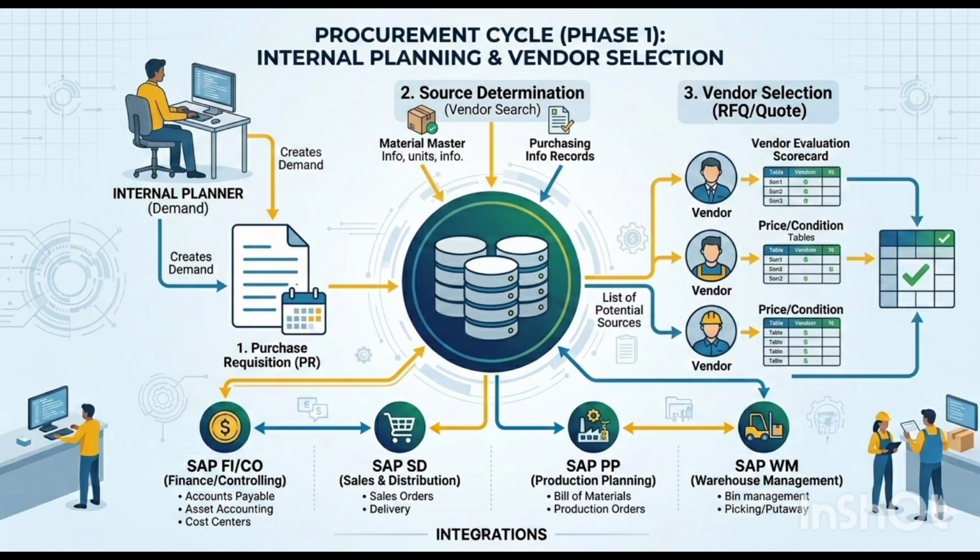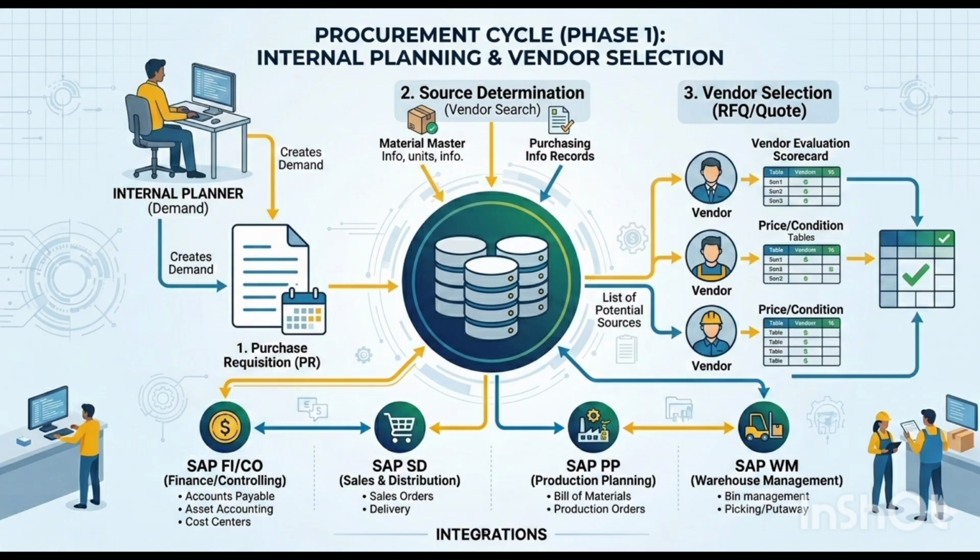So, the first third of the procurement cycle is purely internal and strategic. It is about identifying what is needed, when it is needed, and who can supply it. This phase focuses on steps 1 through 3 of the original P2P loop. The diagram, building on the structural logic, illustrates the initial 3 steps: determination of requirements, source determination and vendor selection.